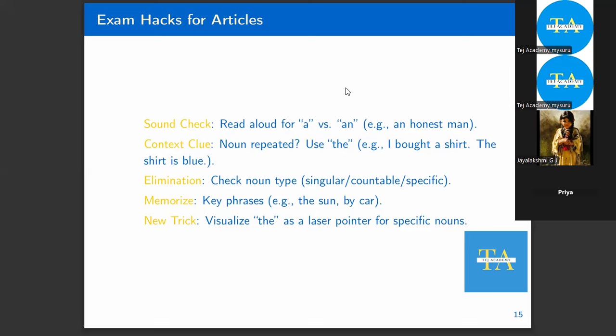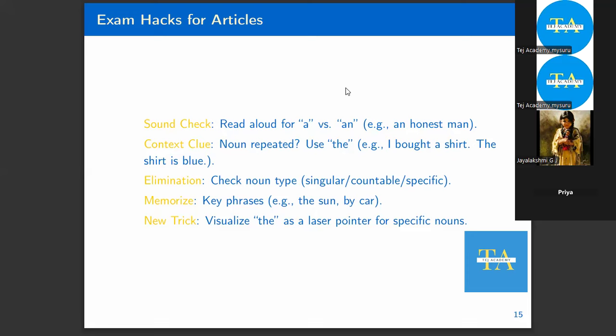Like an honest man. If you say a honest man, that sound and that vowel sound will collide. That won't become proper to pronounce. So if you try to pronounce it in your mind, it will become easier for you to understand which article suits the sentence better. And here one more thing is the context clue that we have here: noun repeated, use the.